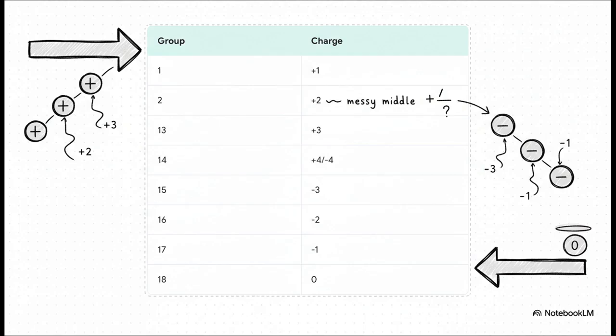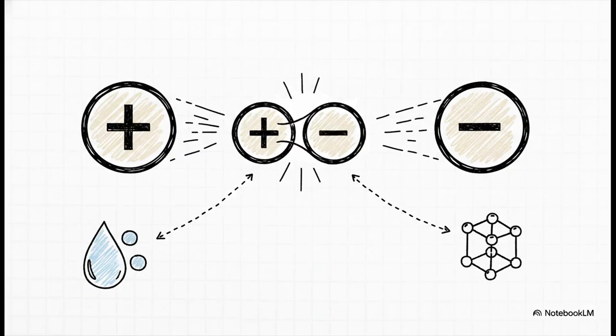Now watch this. It flips. Group 15 forms a -3 charge. Group 16 is -2. Group 17 is -1. And what about group 18, the noble gases? A nice, stable 0. And that right there, that's the superpower of the periodic table.